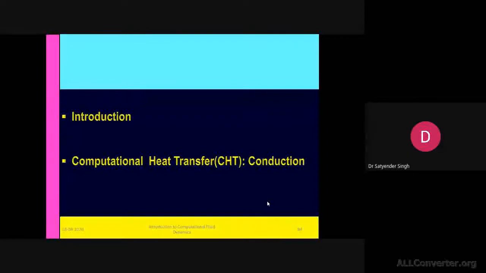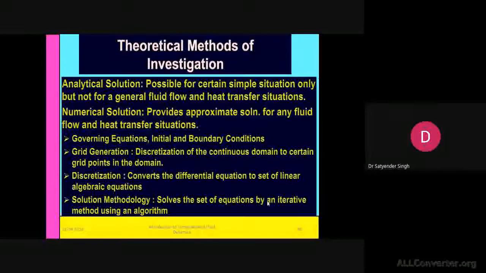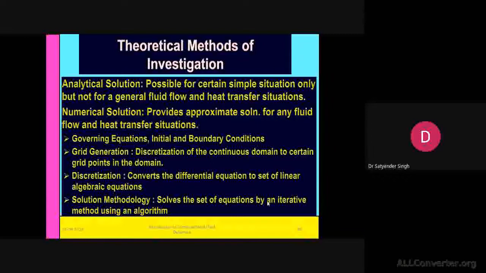So now I will move to computational heat transfer and the solution of the conduction equation. Again, to recapitulate, I already mentioned that for your numerical solution, the governing equation must be there, and then we apply initial and boundary conditions. Then grid generation will be there. We will discretize the continuous domain to certain grid points in the domain. Then discretization converts the differential equations to a set of linear algebraic equations, and the solution methodology solves the set of equations by an iterative method using an algorithm.